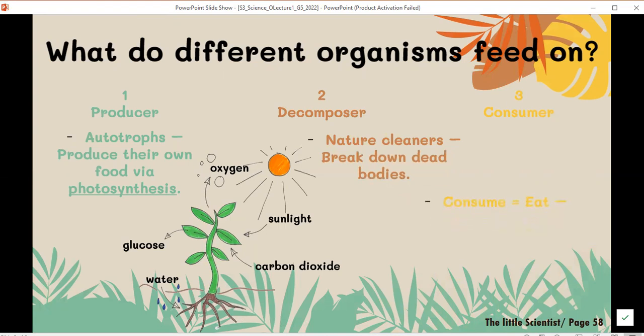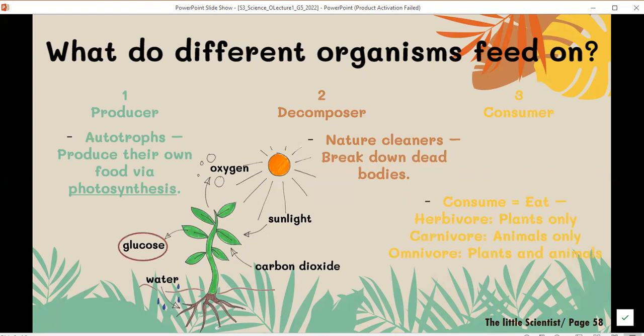Consumers are animals that eat, they consume other organisms. Those that consume plants are called herbivorous animals. Carnivorous animals feed on animals only, while omnivorous animals eat plants and animals.